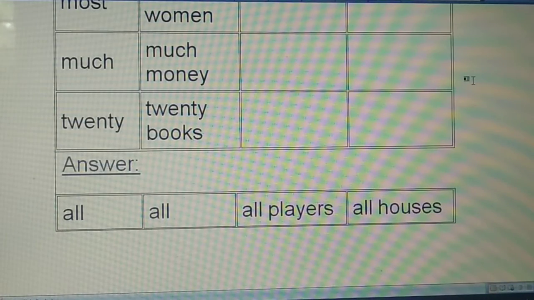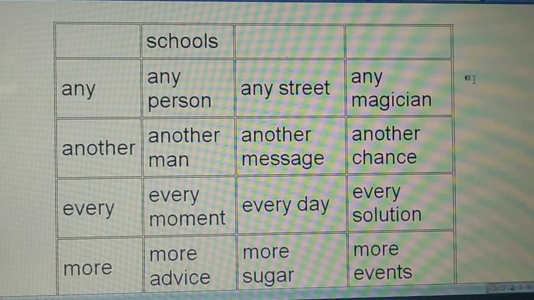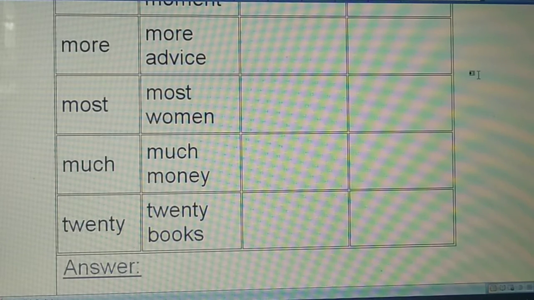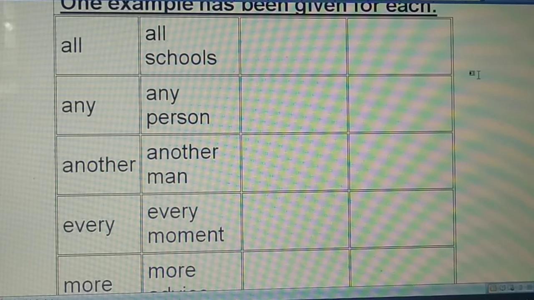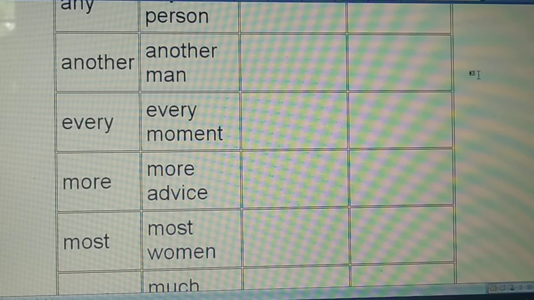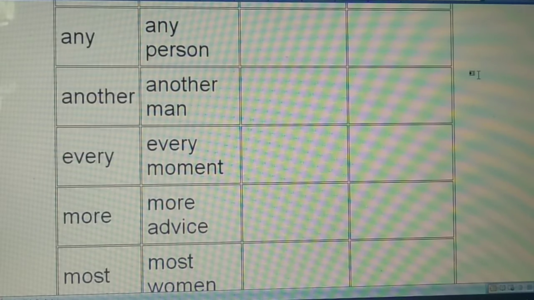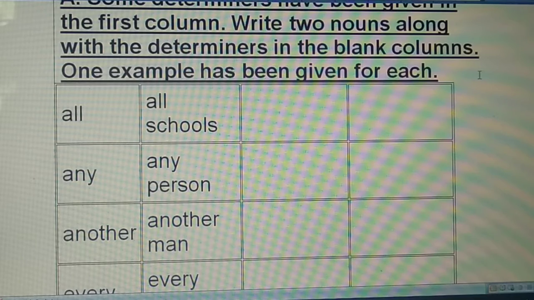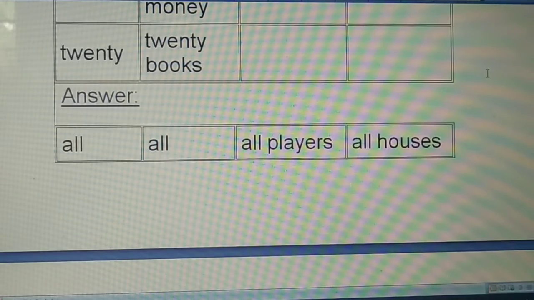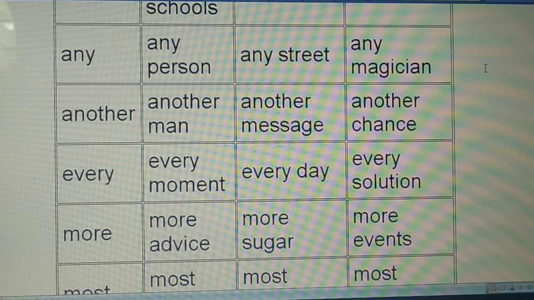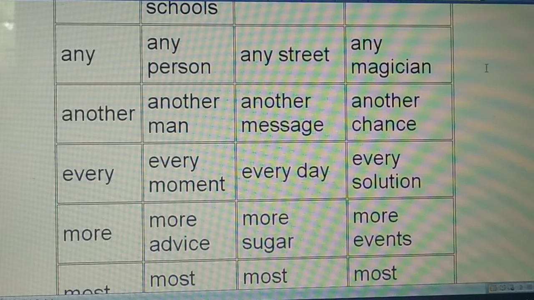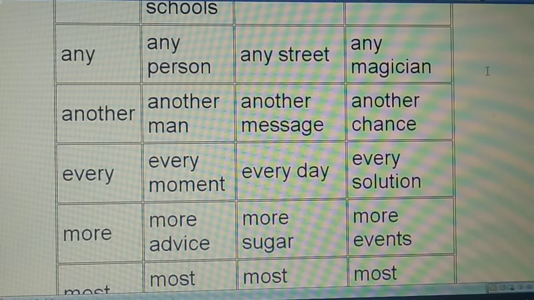So, answers: all players, all houses. Any person, any street, any magician, another man, another message, another chance, every moment, every day, every solution.